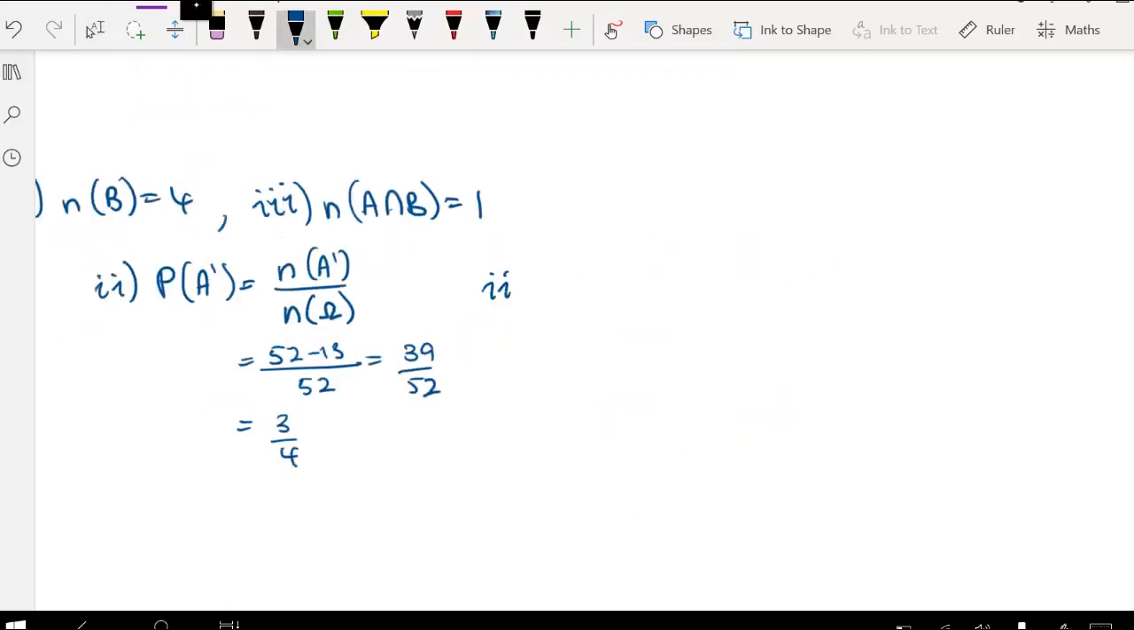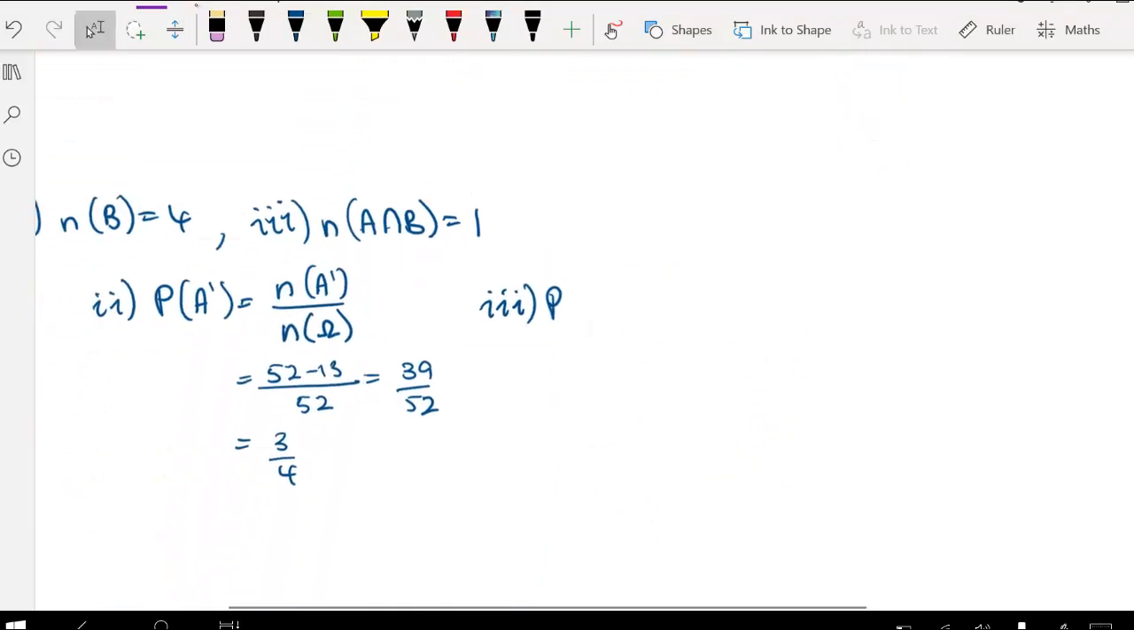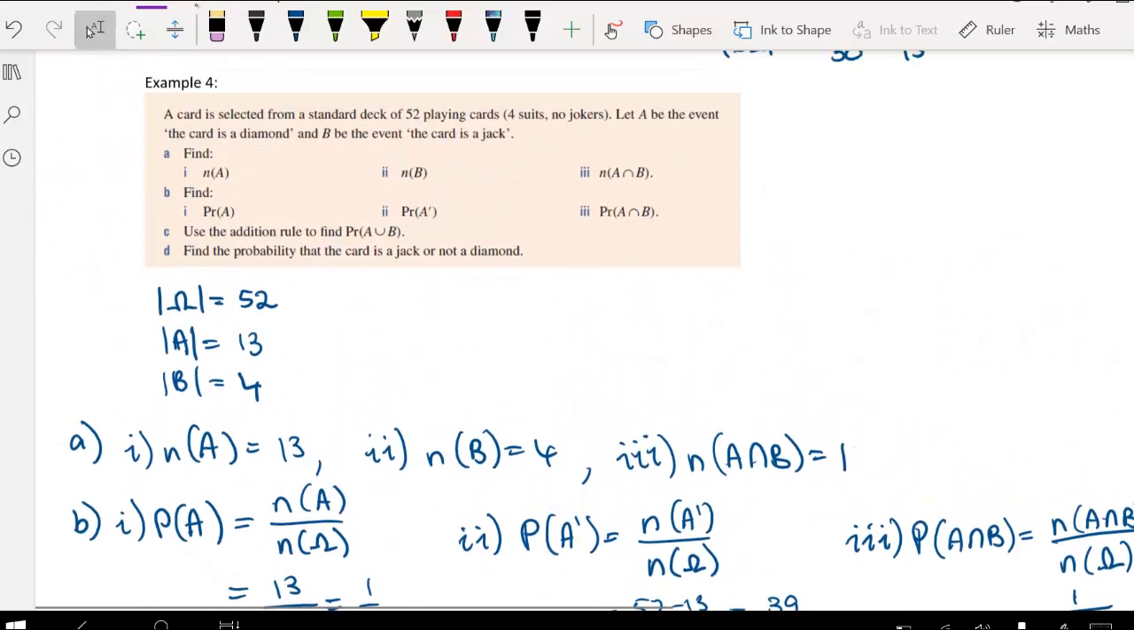Now part 3 of B will be looking at the probability of A and B. So it means we're looking at the number of A and B over the number in the universal set. So that will be 1 over 52. So there's a 1 in 52 chance of getting the jack of diamonds.